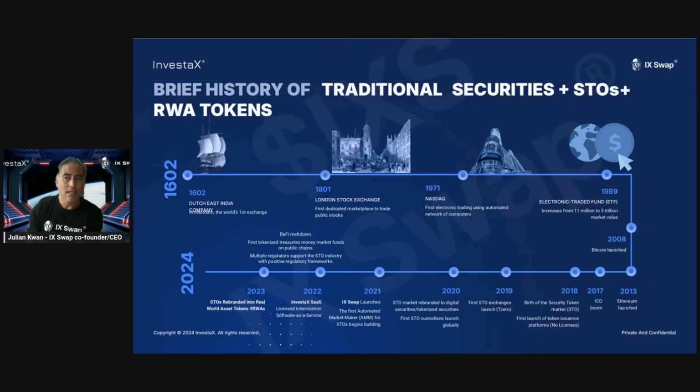So I like to go back and look at the history of traditional securities markets and where we came from to get to real-world asset tokens today. When I talk about real-world asset tokens, I mainly refer to real-world equity, debt, real estate, private equity. The very first public shares were way back in 1602, 422 years ago. It was very expensive to build the ships that delivered all the trade around the world, so some people started selling shares in the ship. That was the very beginning.